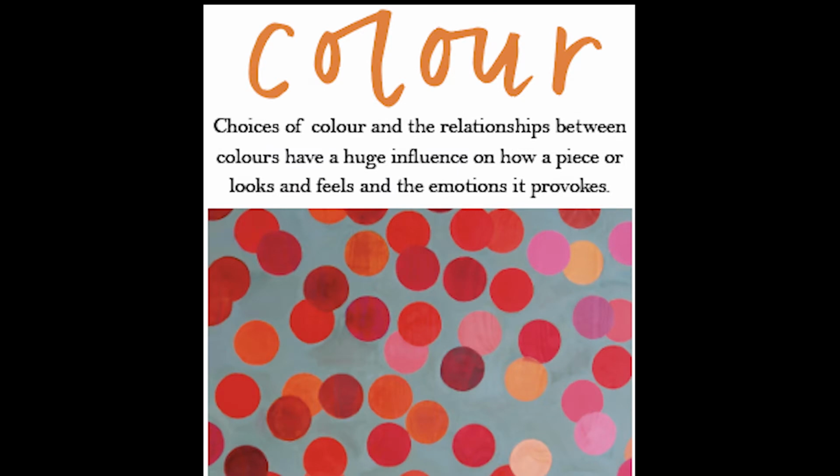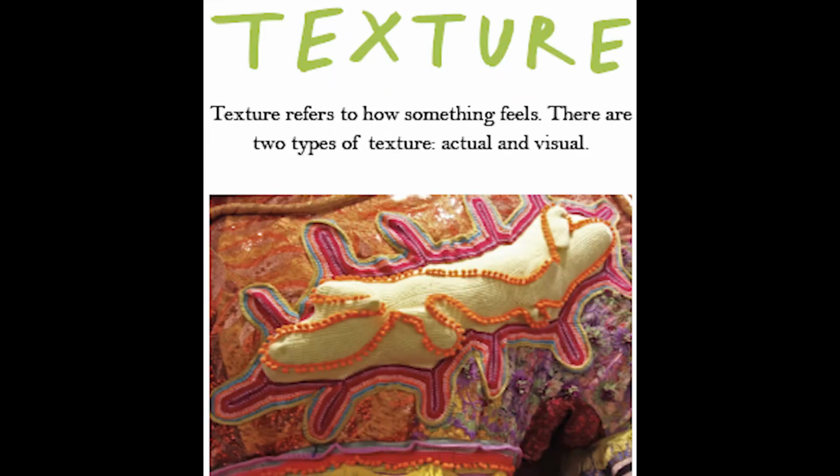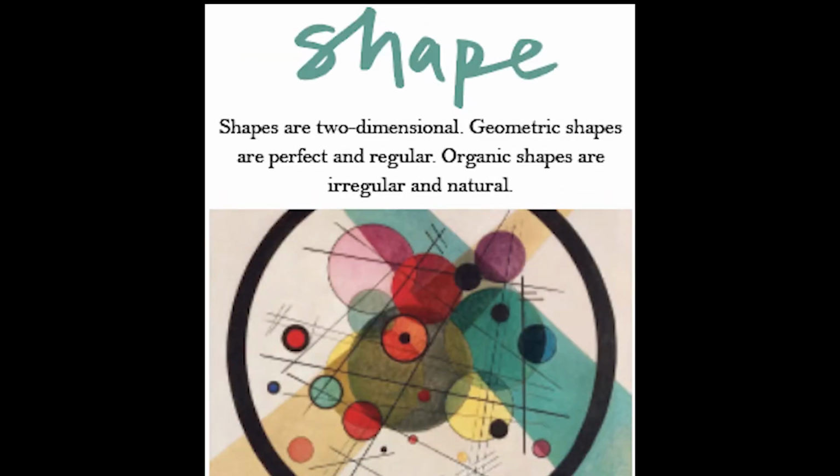Color. Choices of color and the relationships between colors have a huge influence on how a piece looks and feels and the emotions it provokes. Texture. Texture refers to how something feels. There are two types of texture, actual and visual. Shape. Shapes are two-dimensional. Geometric shapes are perfect and regular. Organic shapes are irregular and natural.